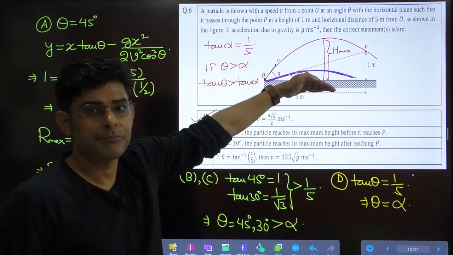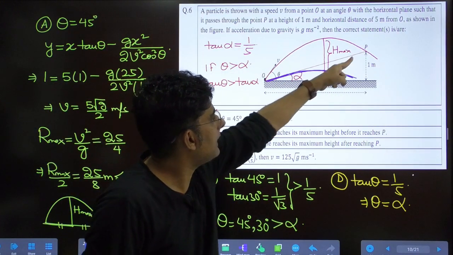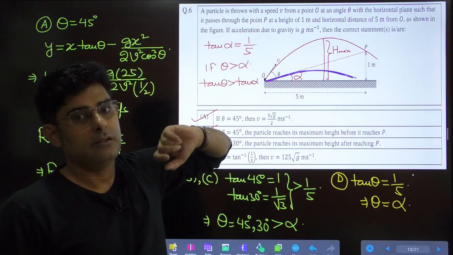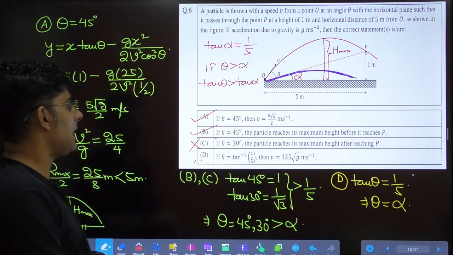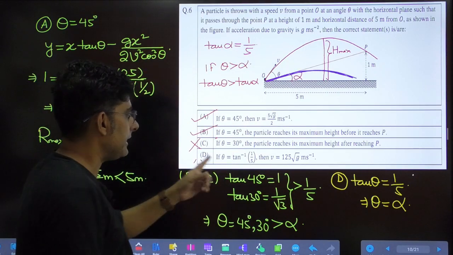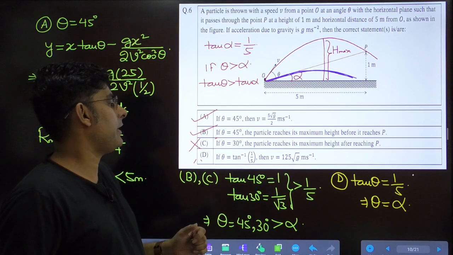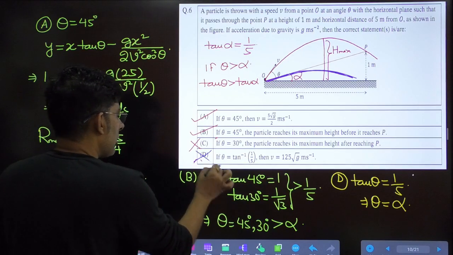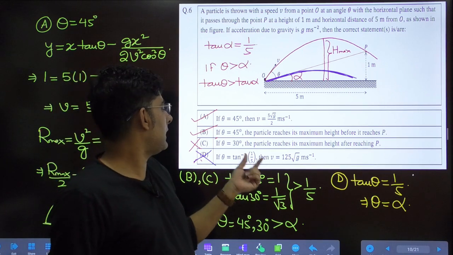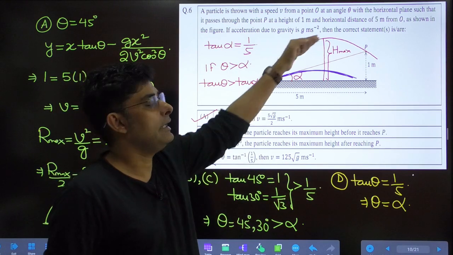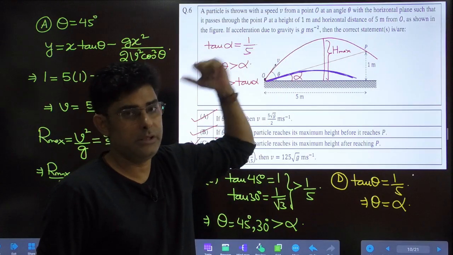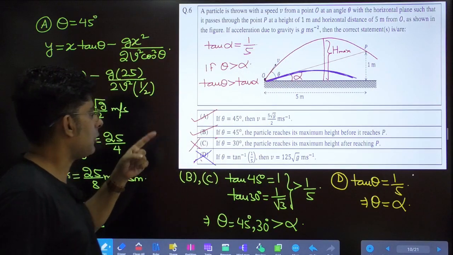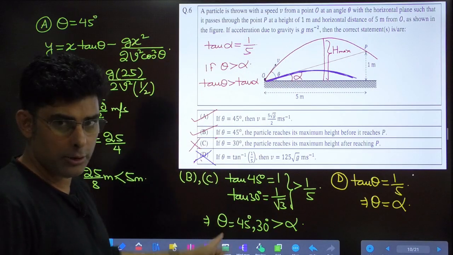below this line. So if it will curve down below this line, can it ever hit P? Answer is no. So they are saying that if theta is equals to tan inverse 1 by 5, then V is 125 root g meter per second. So this indeed is a wrong option. That means if theta becomes equals to alpha, it can never reach the point P. So which all are correct options? A and B. I hope it is clear.